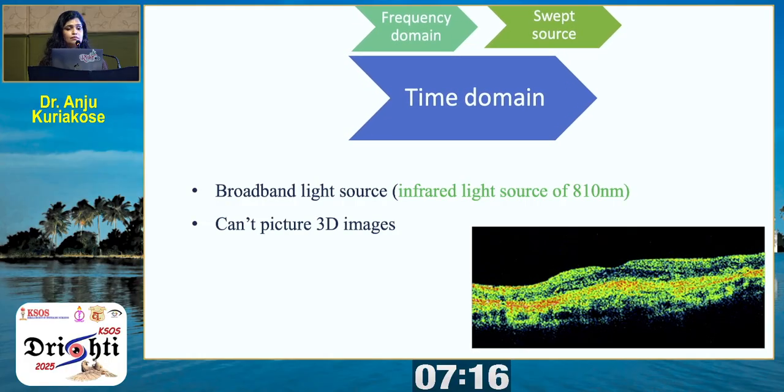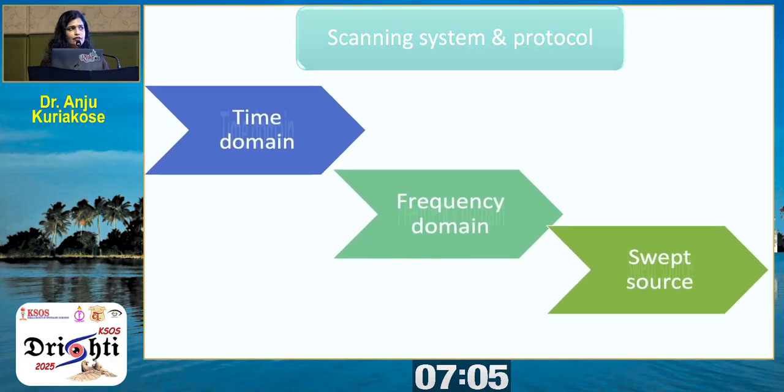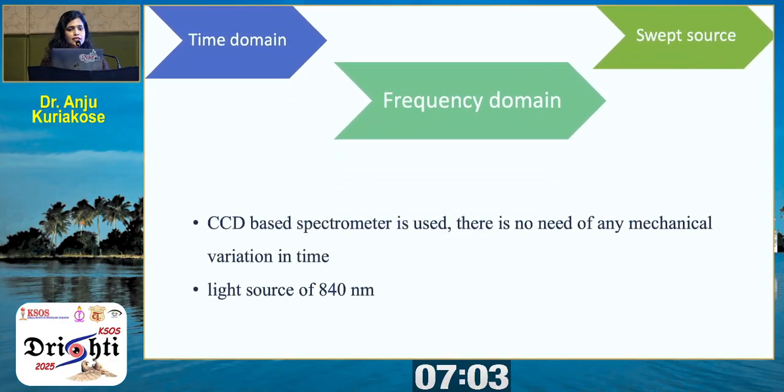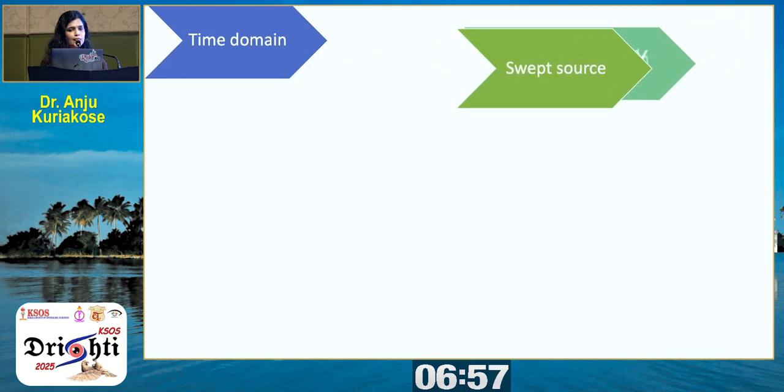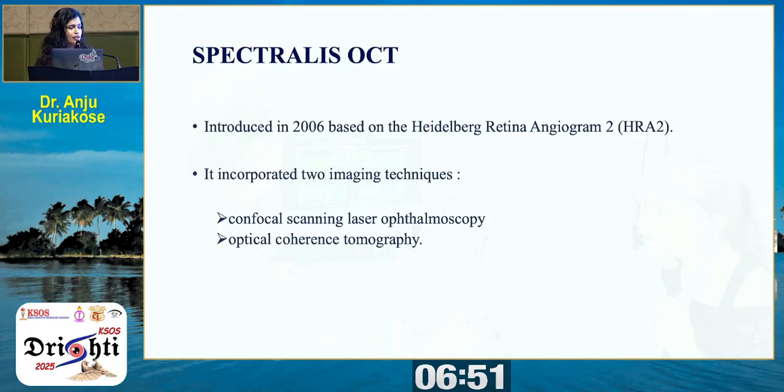Time domain uses a broadband light source. That is, we can't capture 3D images. Other than that, it is an older one. Nowadays, we are not using it. Next is spectral domain. It is a CCD-based spectrometer, and there is no need of any mechanical variation in time. Next is SWEPT source, where a single photodetector is used, with no moving mirrors and no CCDs.